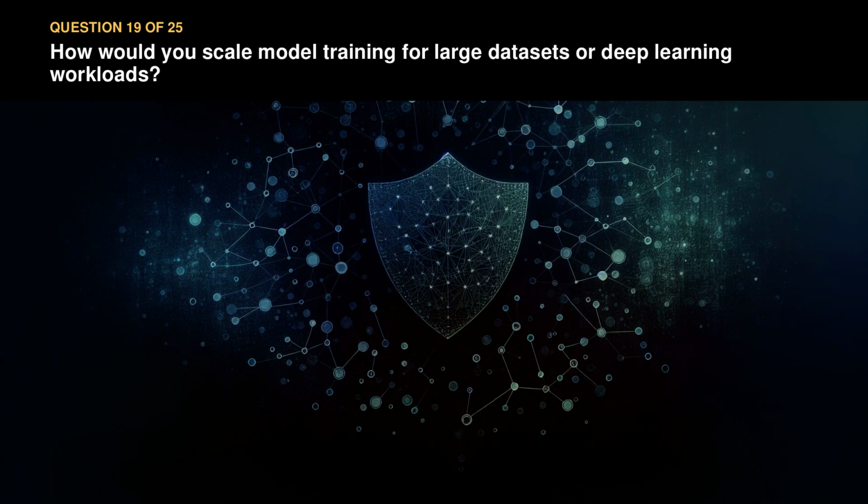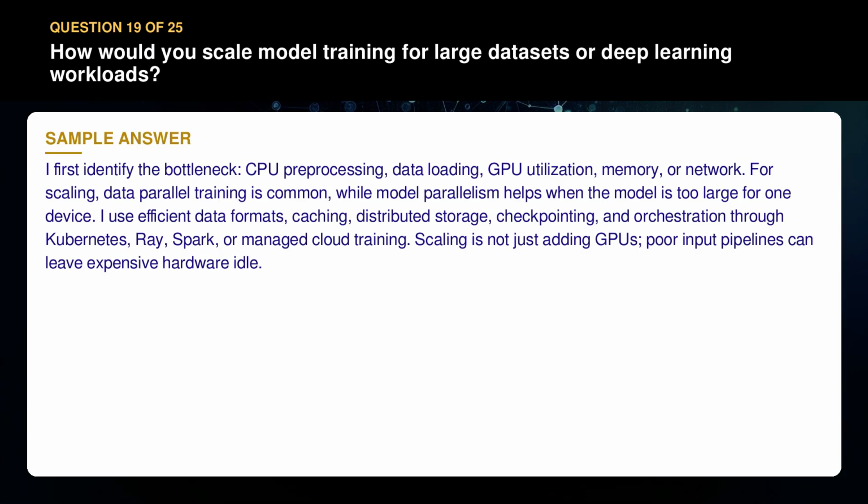How would you scale model training for large datasets or deep learning workloads? I first identify the bottleneck: CPU preprocessing, data loading, GPU utilization, memory, or network. For scaling, data parallel training is common, while model parallelism helps when the model is too large for one device. I use efficient data formats, caching, distributed storage, checkpointing, and orchestration through Kubernetes, Ray, Spark, or managed cloud training.